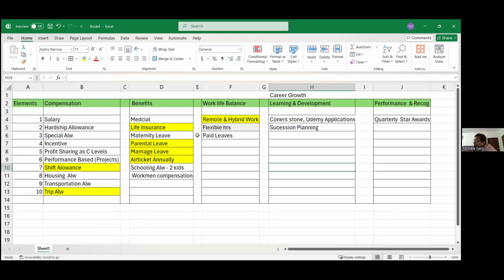Yes, guys. We have still another module left. Quickly. So in terms of the compensation element, we have the basic salary, which is a fixed salary that we provide to the employees, and then we have hardship allowance.